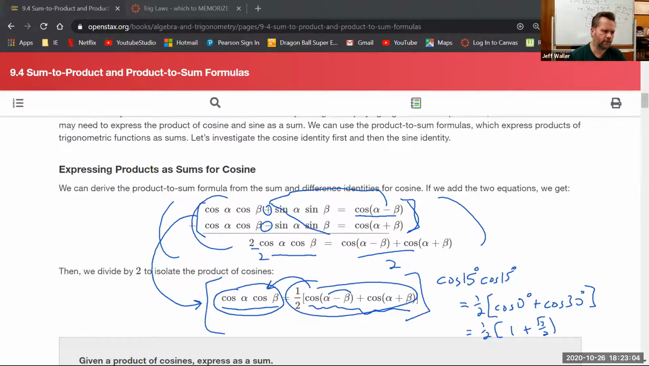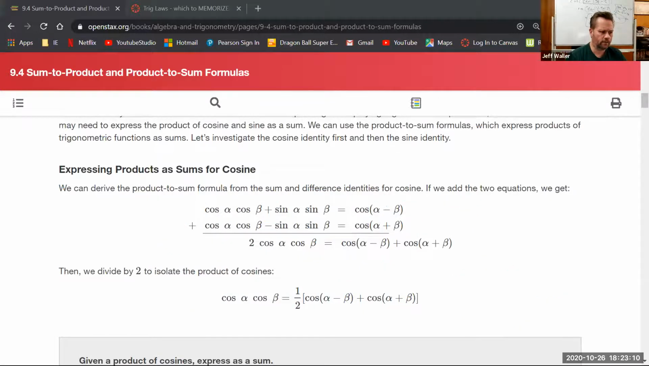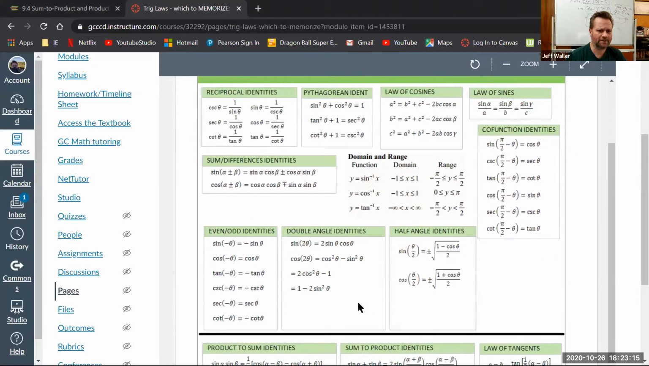And again, do you have to memorize this formula? No, you do not. Are you gonna have to use it in the homework? Hell yeah. Why is that not a problem? Because you can just go look at it, right? You could just go look at it.